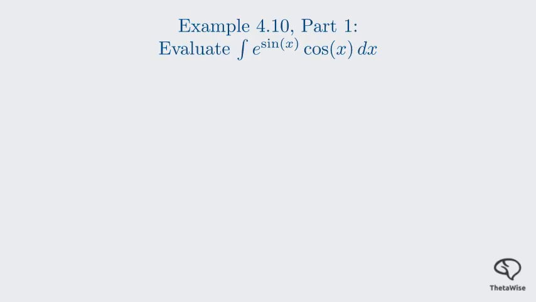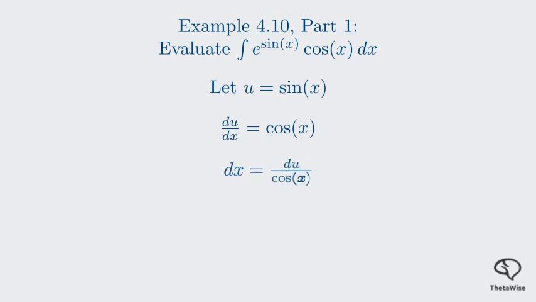Following our procedure, step 1 is to choose u. Here, the exponent is our most complex part, and we can see its derivative right next to it. So we'll let u equal sin x. The derivative of sin x is cos x. This is great. Rearranging, we get dx equals du over cos x.